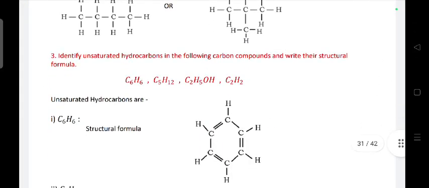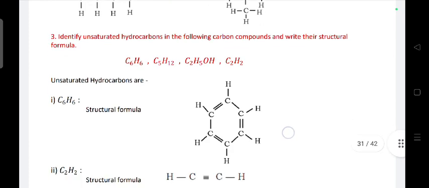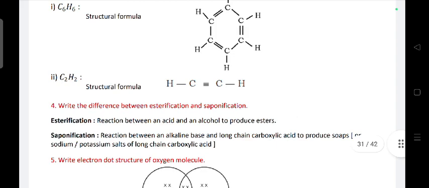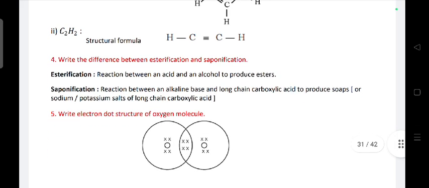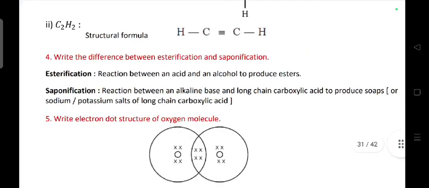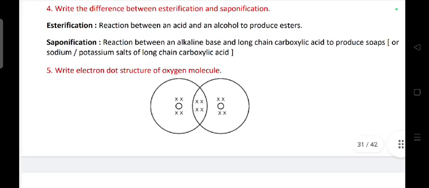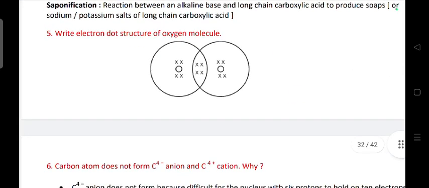Next, identify the unsaturated hydrocarbons among the following carbon compounds and write the structural formula. C2H6 is the saturated hydrocarbon, C2H2 is the unsaturated one, and this is its structural formula. Write the difference between esterification and saponification. Next, write the electron dot structure of the oxygen molecule.